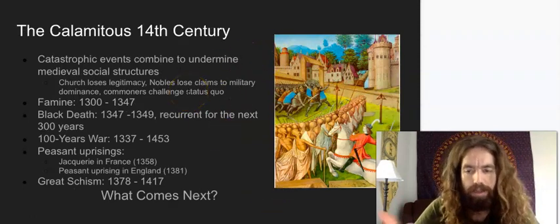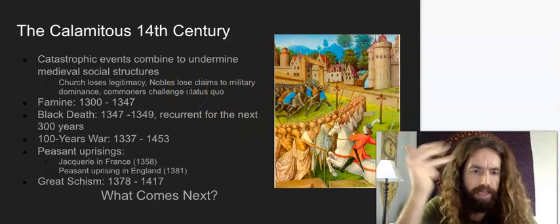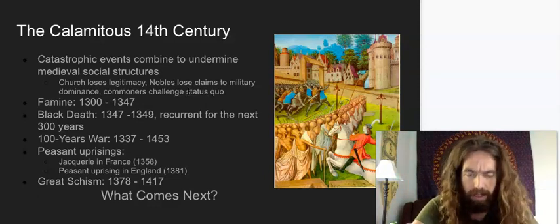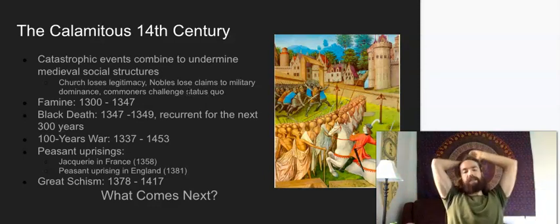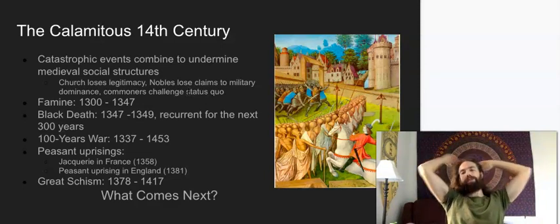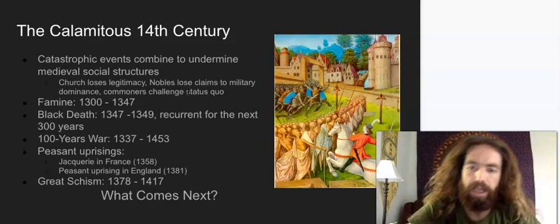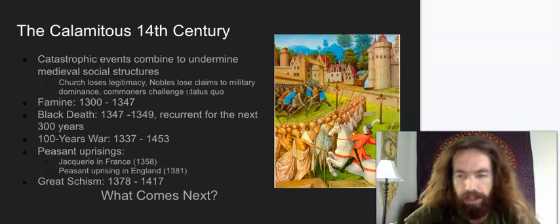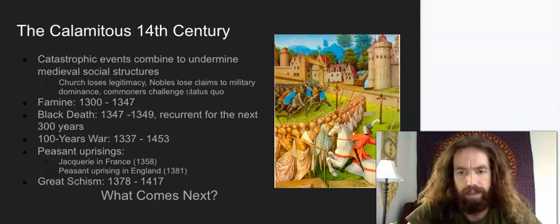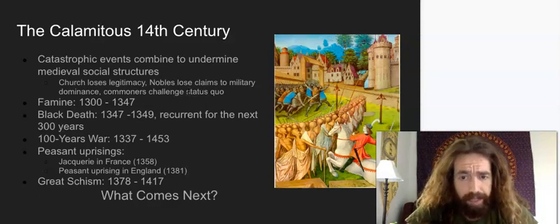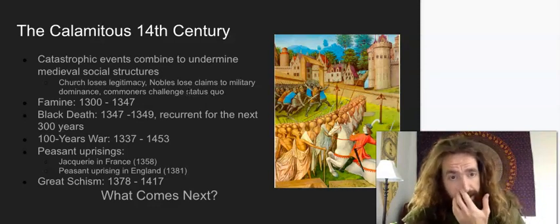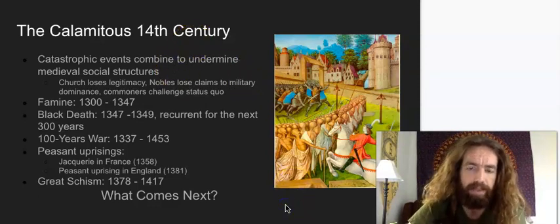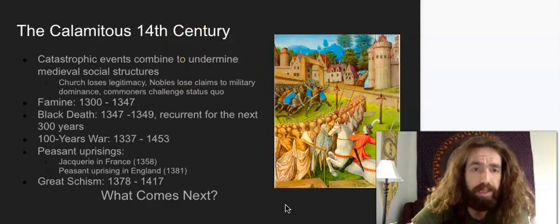So famine, disease, war, peasant revolts, and a collapse of the religious order. So I would like for you guys to take a minute and think about how all of this stacked up is going to challenge the traditional feudal order in which the church and the nobility are on top and everybody else is supposed to just kind of quietly farm and pay taxes. It's not going to stay that way, and all of this helps to bring about kind of the next phase in European social development, which we're going to talk about later.